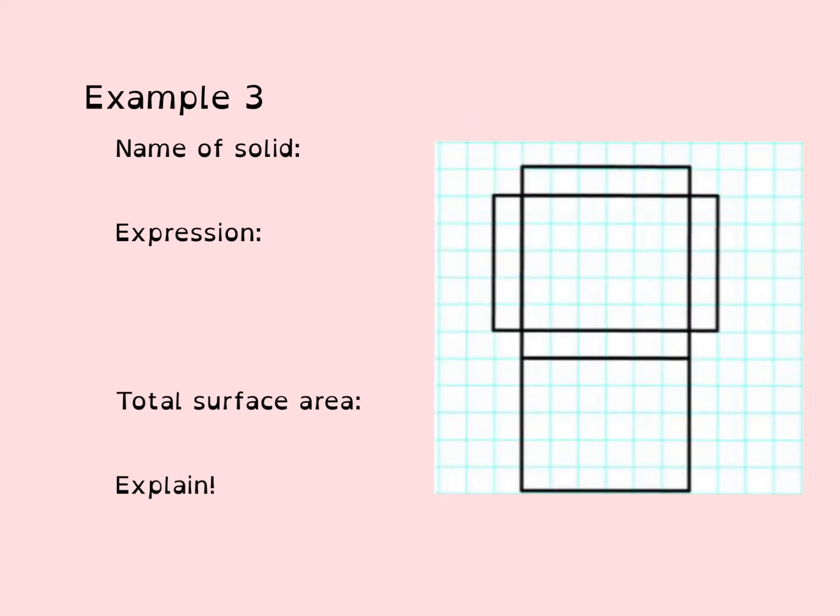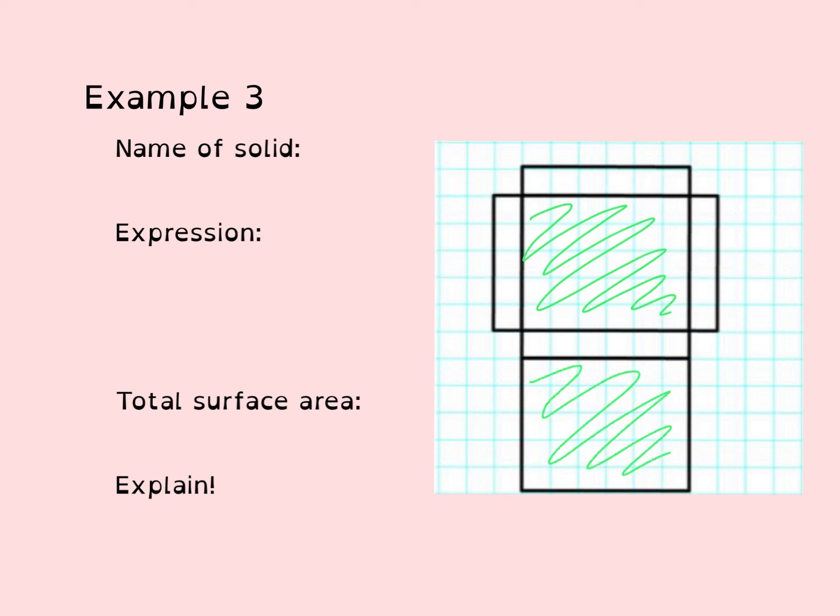Now let's figure out which side is our base. It looks like in this three-dimensional figure we have 2 bases. There's one over here and there's one right here. By counting the squares, we can see that our base is in the shape of a rectangle. And since there are 2 bases, we know that this is a rectangular prism.